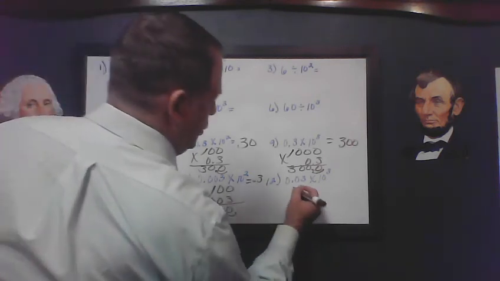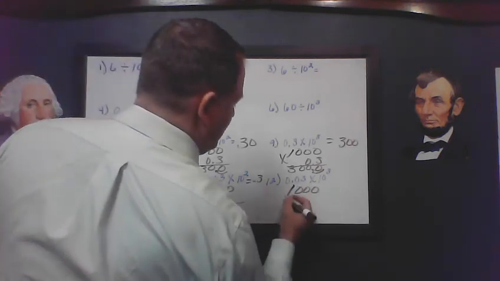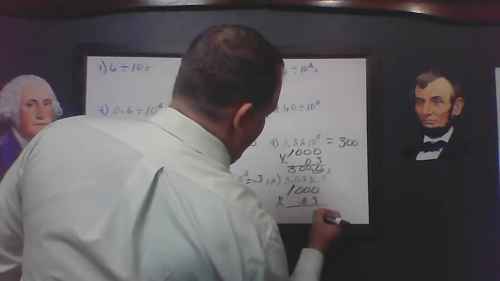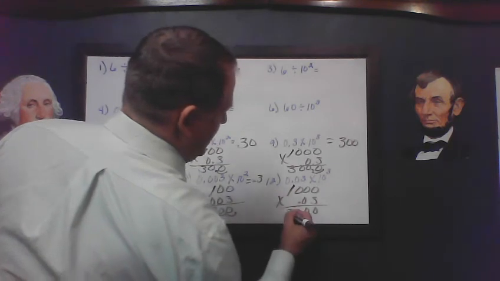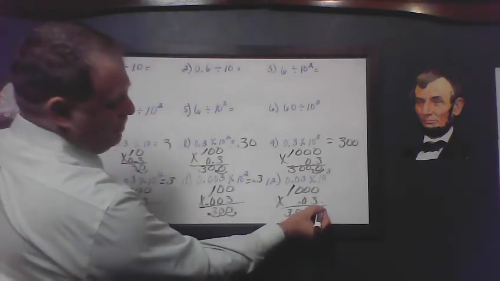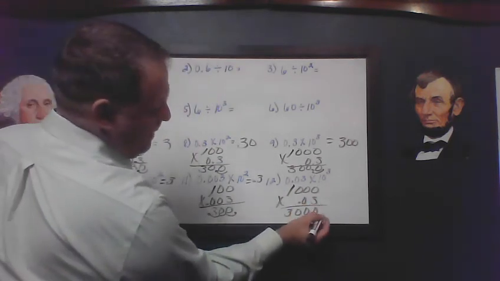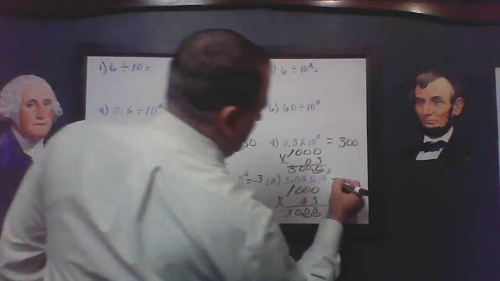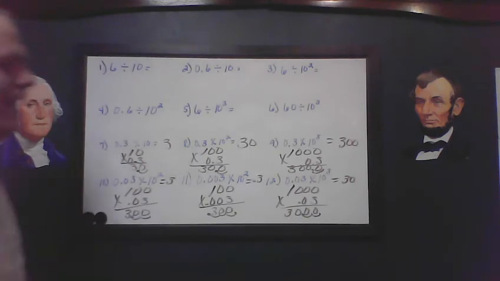And 10 cubed, which is 1,000 times 0.3. That's going to be 3,000 and two decimal places, 1, 2 at the bottom there. So 1 and 2 equals 30. All right, and that's it for multiplication. See how easy that was? Kind of speedy but efficient.